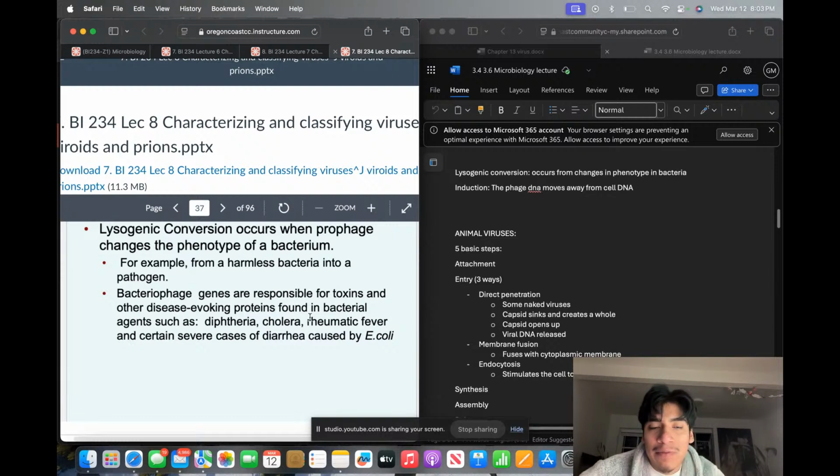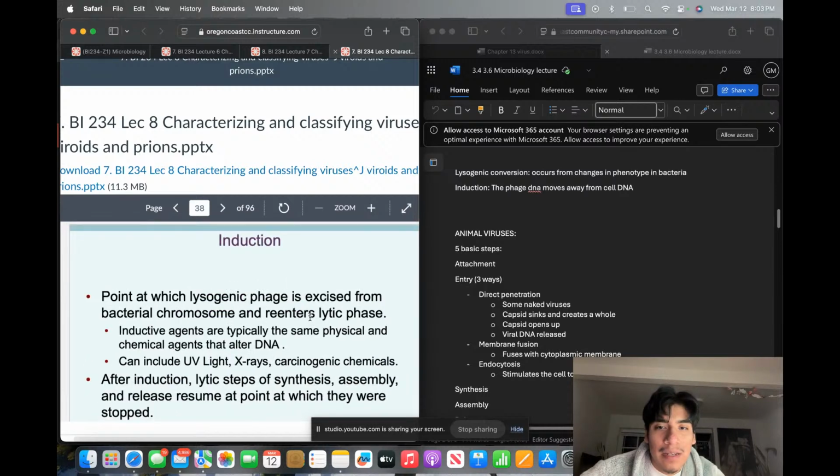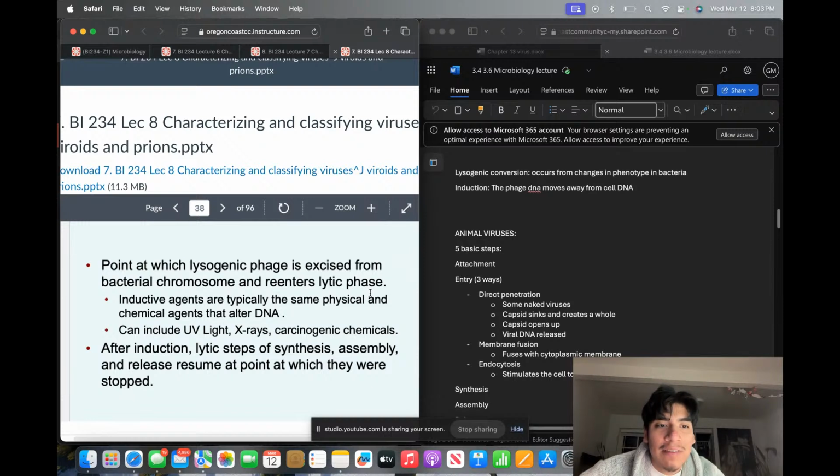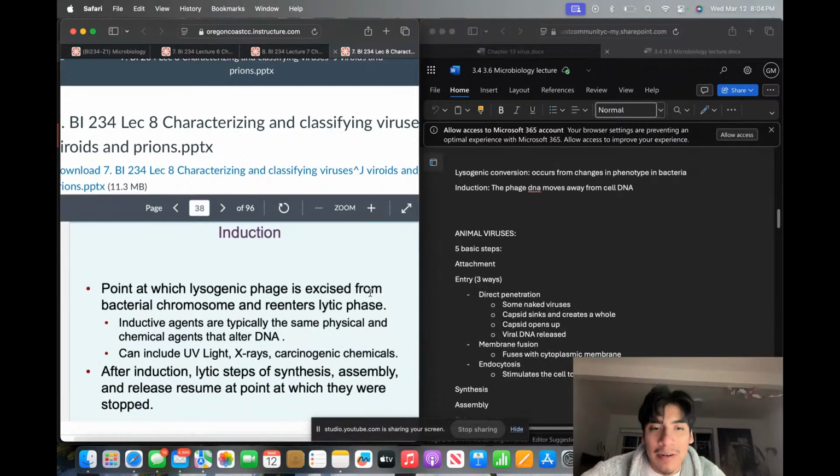So maybe there's some bacteria that lives inside you. It gets this virus and makes you sick. Oh, induction. So induction is when the phage DNA moves away from the cell DNA. From my notes here: the point at which the lysogenic phage is excised from the bacterial chromosome and re-enters the lytic phase. So now that it's been able to go through some generations, induction is the point where it's like, all right, let's get out of here now and lyse in the lytic phase. Inductive agents are typically the same physical and chemical agents that alter DNA.